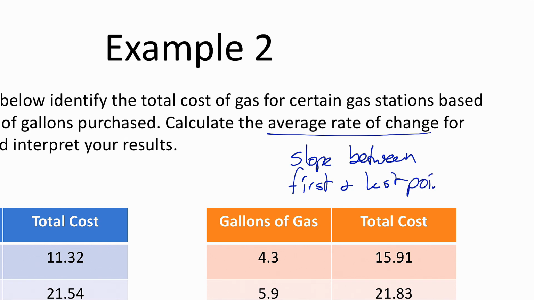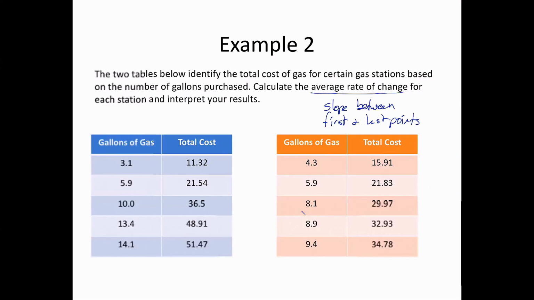So we're only going to be able to use the points that we have here. Looking at the blue table, we can call this company A, and we'll call this one company B over here. For company A, we're going to use these first and last data points as our information. In this case, our gallons of gas is like our x and our cost is our y, because how much things cost depends on the gallons of gas.